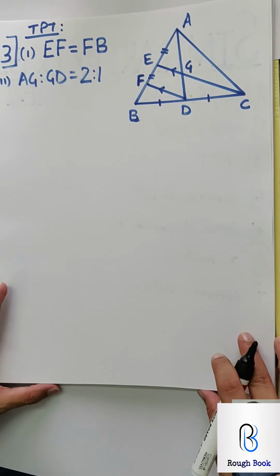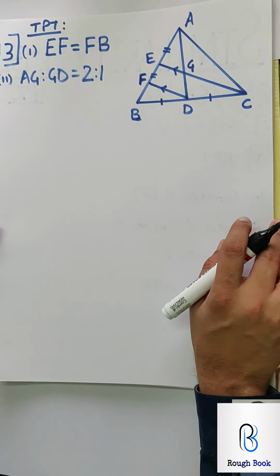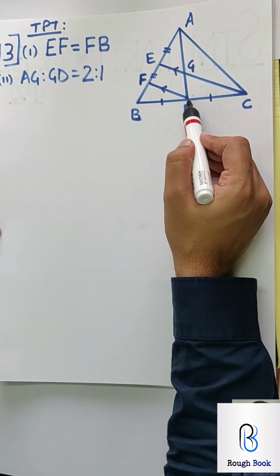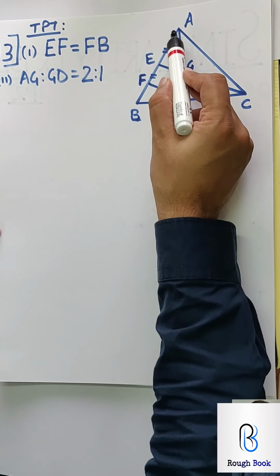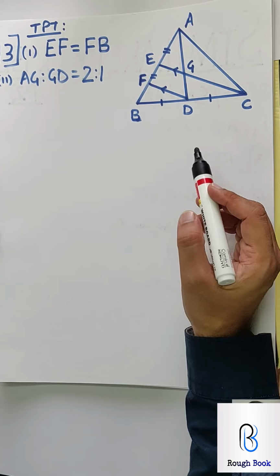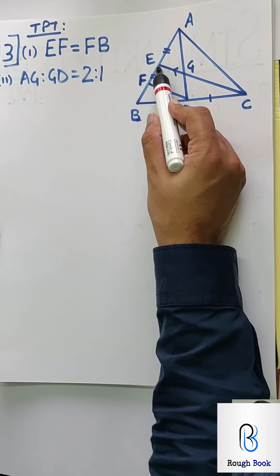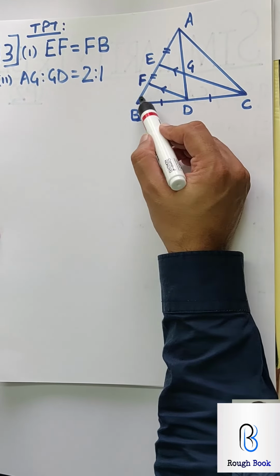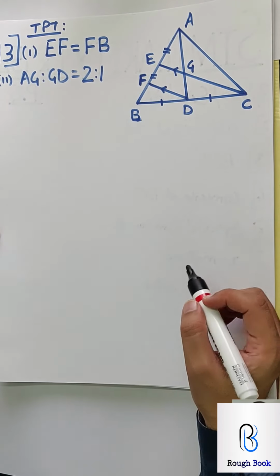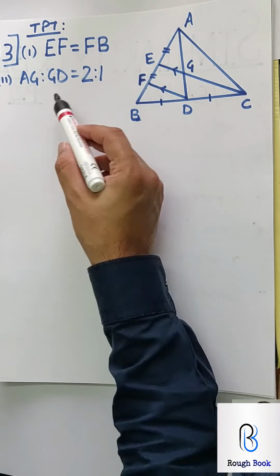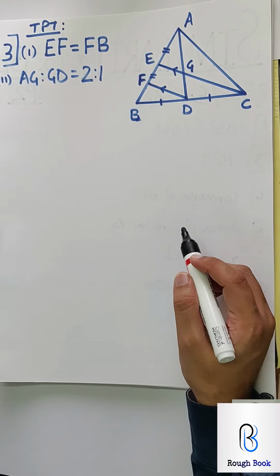So let's start. Sum number 13. Let's see what it says. It says AD is a median, CE is a median. Median means it is breaking the opposite side into two equal parts. Your target is to prove that EF is equal to FB. Now EF and FB, how will you prove them equal is your question. And then AG:GD is 2:1, that we'll see later.